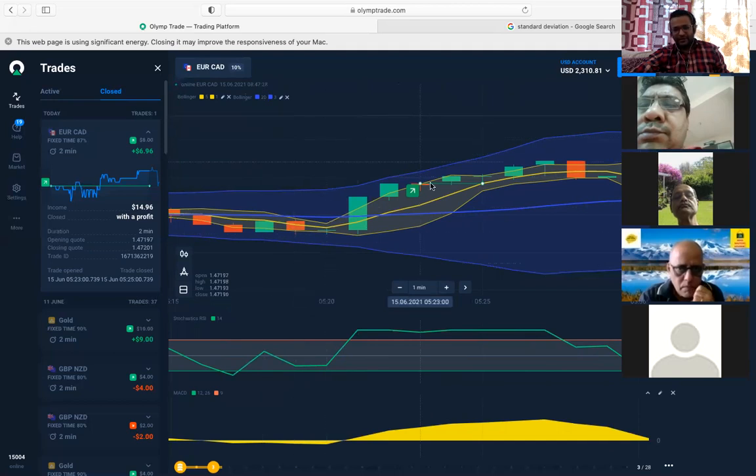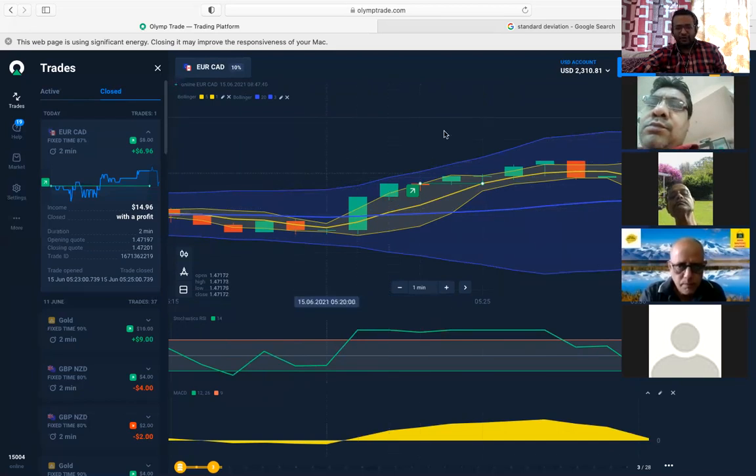All right, so here in this particular candle, so I observed this candle. The close was above standard deviation 1. Standard deviation 3 was also curving upwards. All right, histogram was going upwards. Stochastic RSI was in the overbought region. So I took a 2-minute up trade. All right, and I won $7 in the morning.